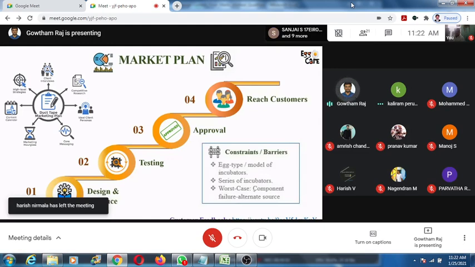And in a series of incubators, like 15 machines attached, we need not attach a single unit to each and every machine. So we are planning to convert the product into a series-of-incubators attachment.